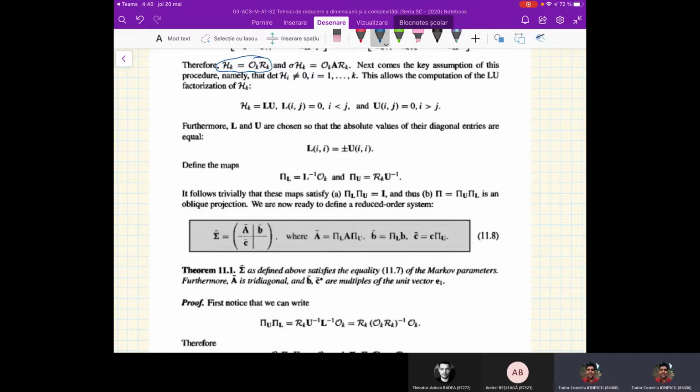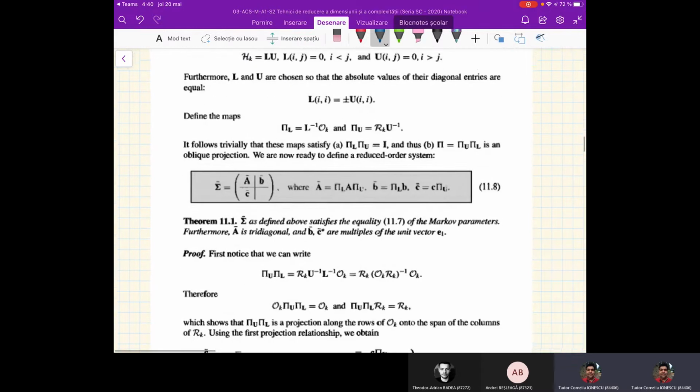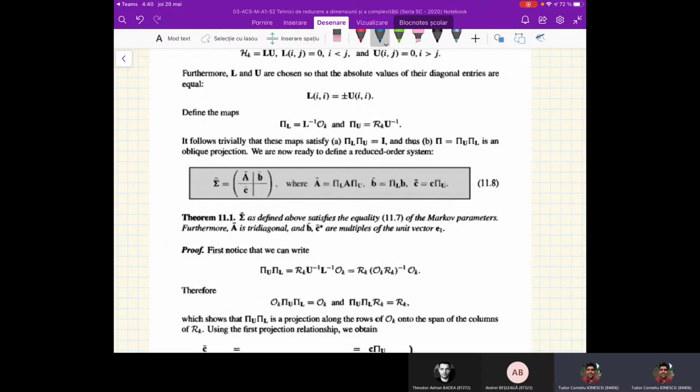And you define these maps, PL and PU. Note that PL and PU are satisfying this constraint. PL times PU are the identity. Hence, pi is pi U times pi L, so vice versa. This is an oblique projection, of course.